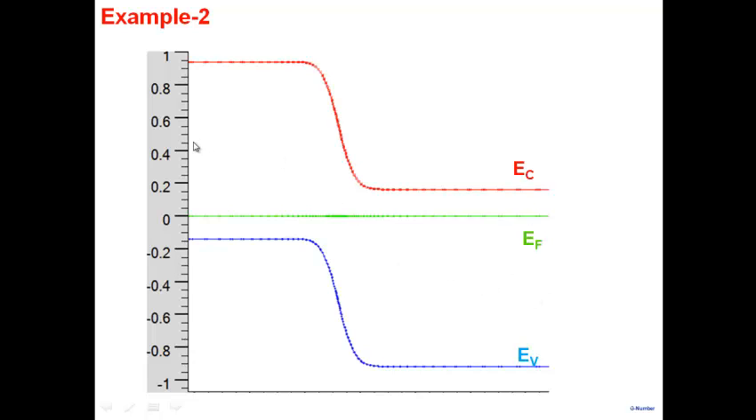All right, so what can we see from this diagram? What all can we conclude? Given a diagram like this, what all can we say? EF is constant throughout, so we know it's equilibrium. What else? Look at the diagram here.